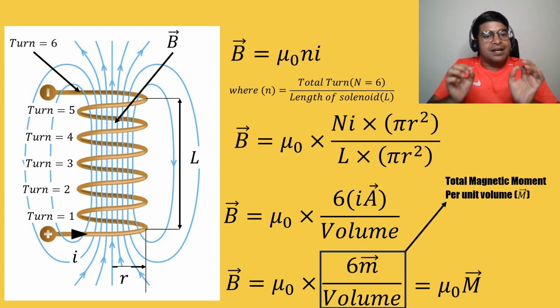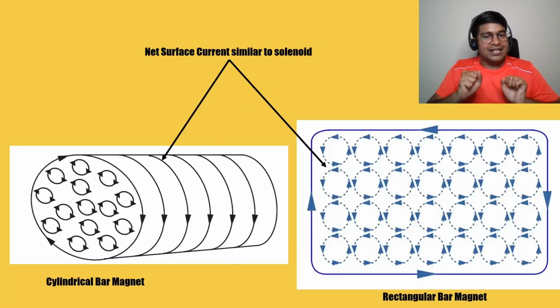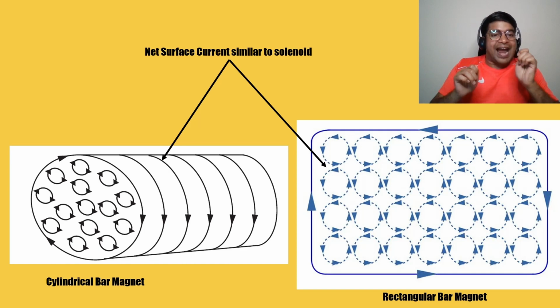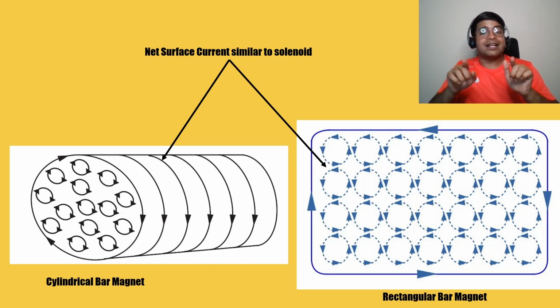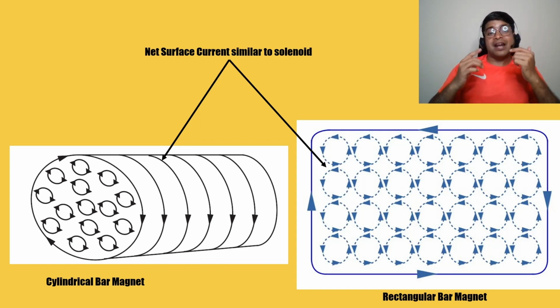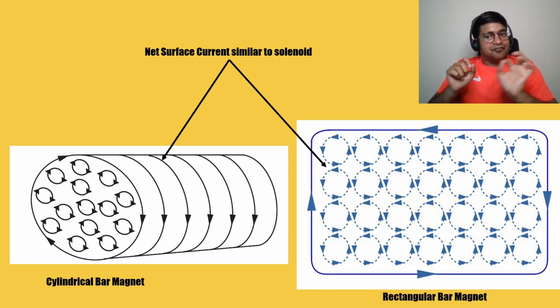Now you will ask me why I am discussing the solenoid, and let me tell you, the permanent magnet material behaves exactly like a solenoid. To explain this, I have taken permanent magnet bars here. One is a cylindrical bar and another is a rectangular bar, and magnets are made of atoms, and inside the permanent magnet every atom has a magnetic moment because of the spinning of unpaired electrons, and if it has a net magnetic moment, it is going to be a tiny current loop for every atom.